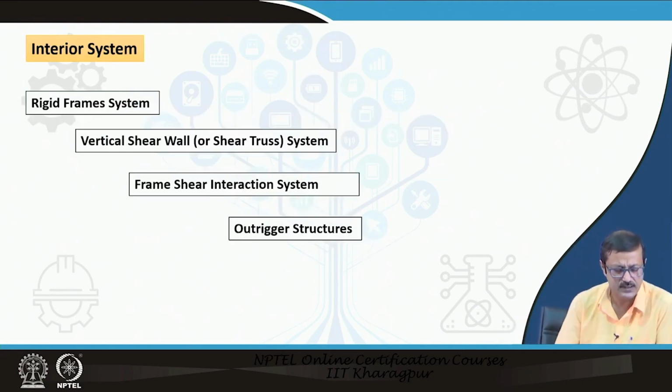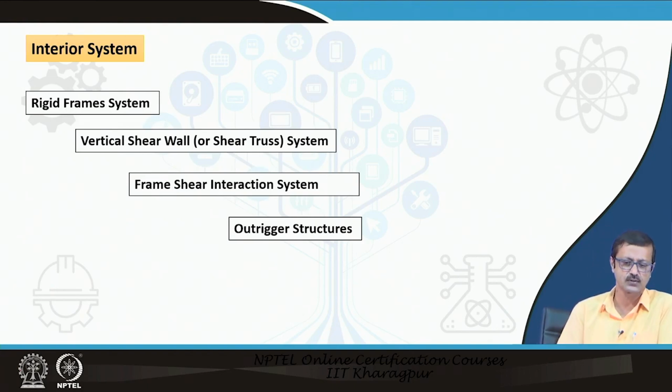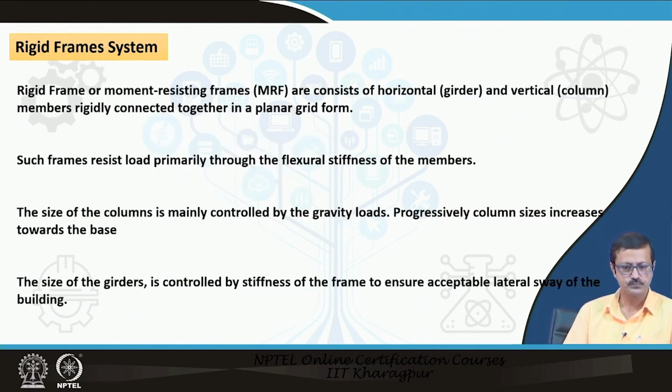If you see the interior system, there are 4 major types. There may be many more, and there is some overlap from one to another. But classically, these 4 are the major classification of the interior system. It starts from the rigid frame system, and then there are the vertical shear wall or shear truss system. But the second one, the vertical shear wall, is a system which doesn't exist in practicality, but it definitely gives a thought, and that translated to the third system, the frame shear interaction system, and the last one is the outrigger structure system.